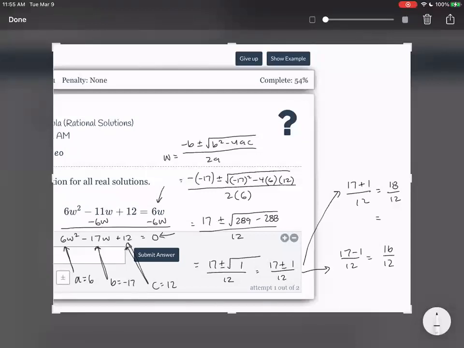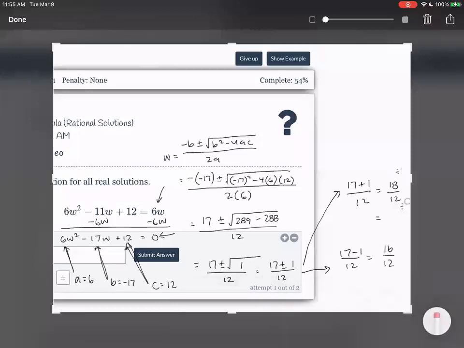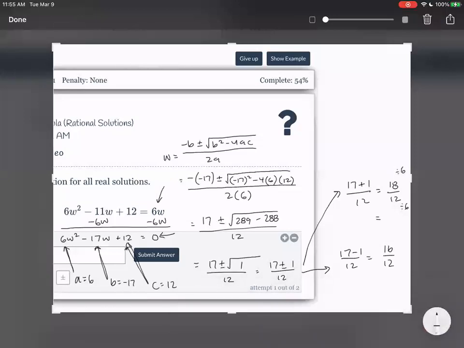So 18 and 12 are both divisible by 3. So if I divide by 3 on the top and divide by 3 on the bottom, 18 divided by 3 gives me, oh wait, they're both divisible by not just 3. They're both divisible by 6. So let's divide them by 6 instead. So 18 divided by 6 gives me 3, and 12 divided by 6 gives me 2. So one of my answers will be 3/2.